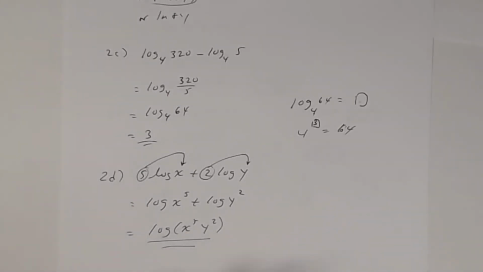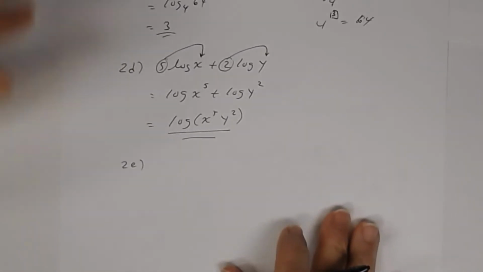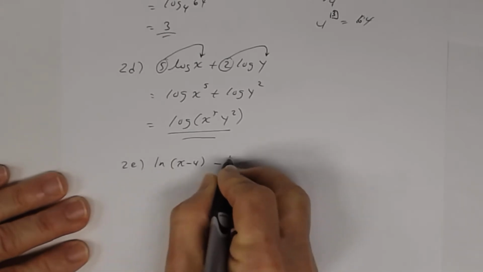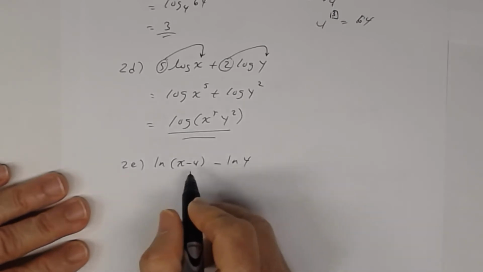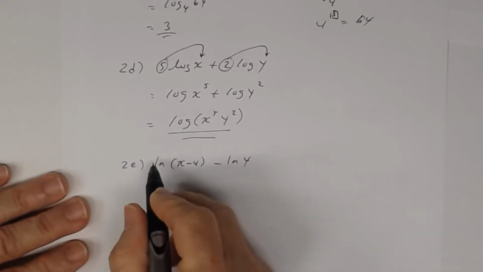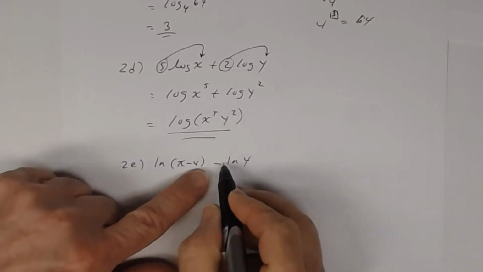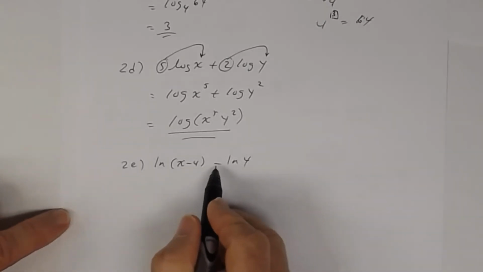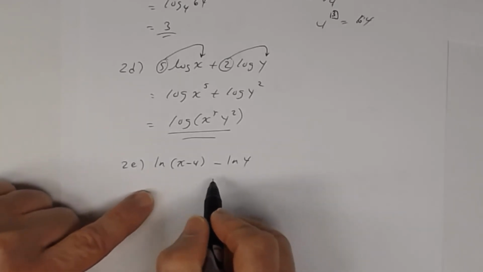Okay, E. So in E, we have the natural log of x minus 4 minus the natural log of 4. So this time I'm dealing with the difference, so I'm using the quotient rule. Already, you see this coefficient here is 1. This is a 1 right there. Although technically you can think of this as a negative 1 because you're adding a negative 1 here. But just think of this as 1, this is 1. So now since those coefficients are 1s, I can use the quotient rule.